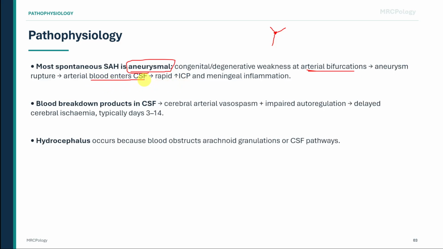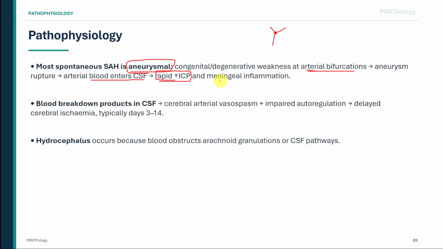The immediate effect is a sudden rise in intracranial pressure. Blood enters a fixed intracranial space, pressure rises quickly, and cerebral perfusion can drop. That is why patients may collapse, have a seizure, or present with reduced Glasgow Coma Scale. It is not just pain, it is acute global brain stress from raised pressure and transient reduction in cerebral blood flow. The second effect is meningeal inflammation.